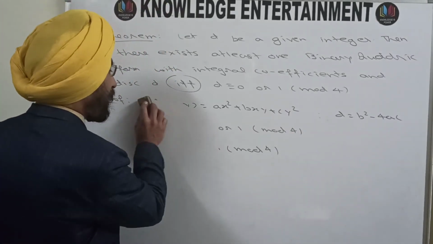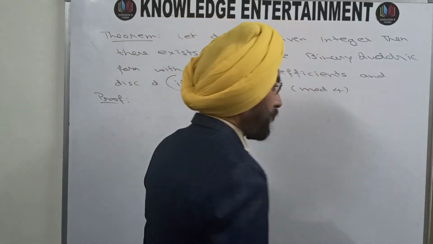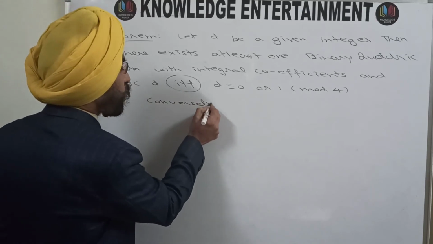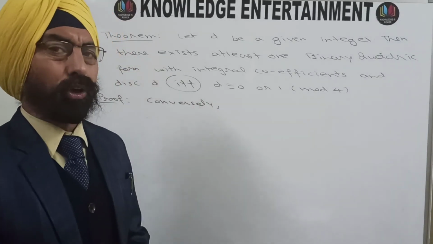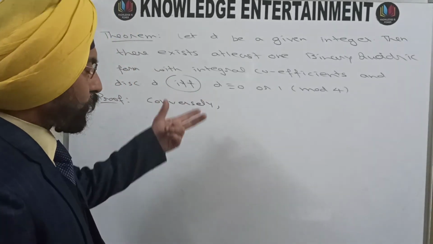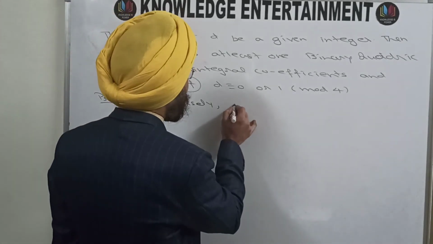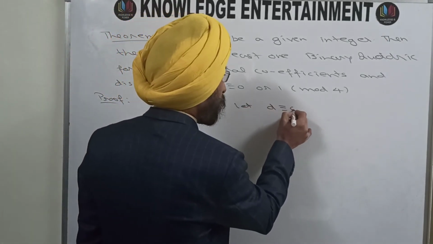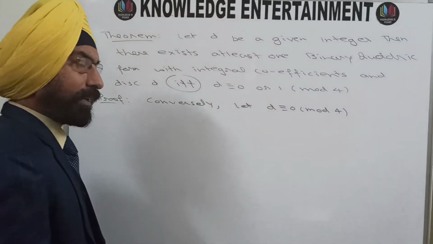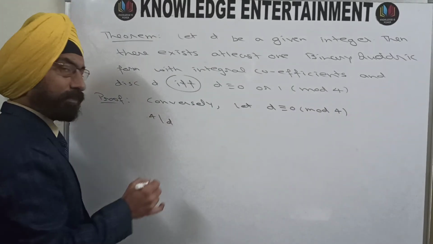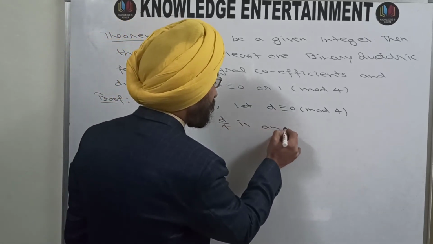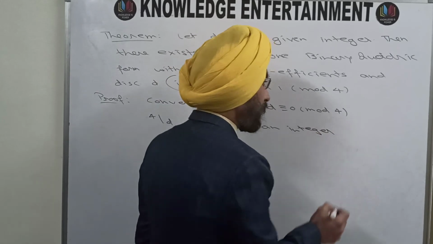And now I am moving on to the converse part of the theorem. Conversely, there are two possibilities. One is when D is congruent to 0 modulo 4, the other is when D is congruent to 1 modulo 4. So once again, I'll have to take these two parts one by one. Conversely, first suppose that your D is congruent to 0 mod 4. That means 4 divides D, and if 4 divides D, this means D divided by 4 is an integer.